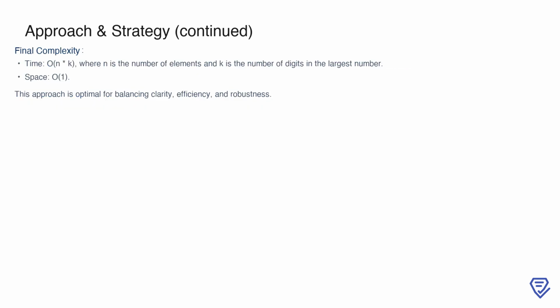The final complexity of the chosen approach is as follows. The time complexity is O(n*k), where n is the number of elements in the array and k is the number of digits in the largest number. The space complexity is O(1), as no additional memory is allocated beyond the counter used to count digits. This method achieves a good balance between clarity, efficiency, and robustness.